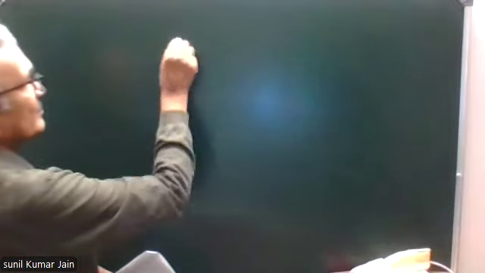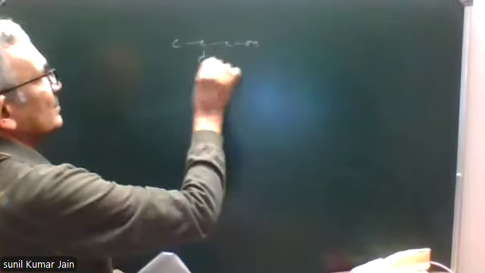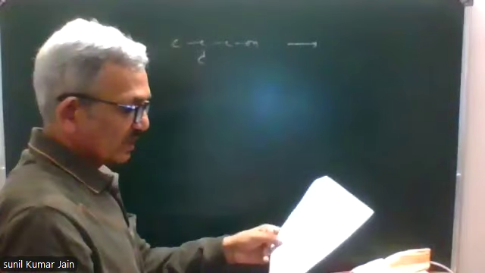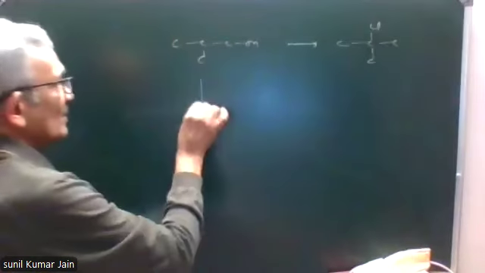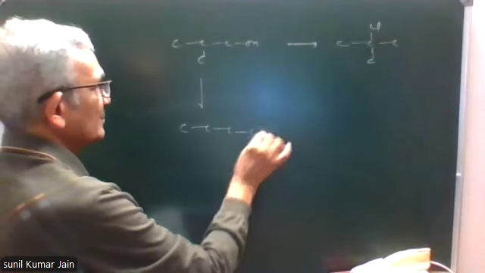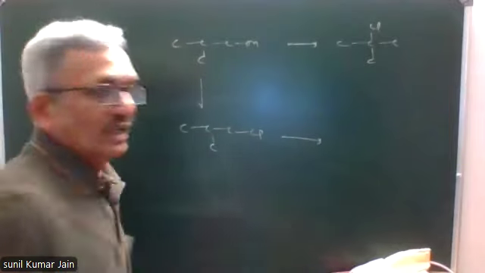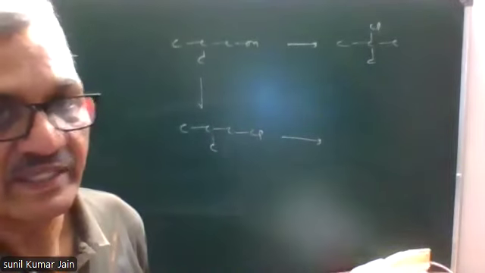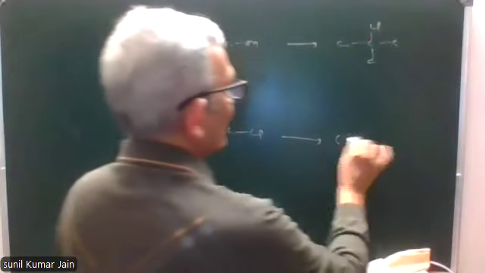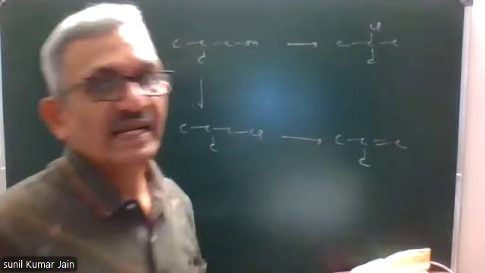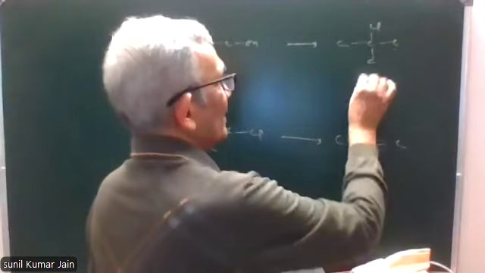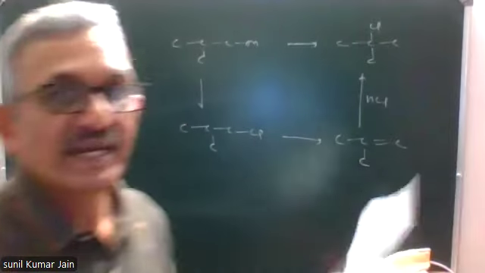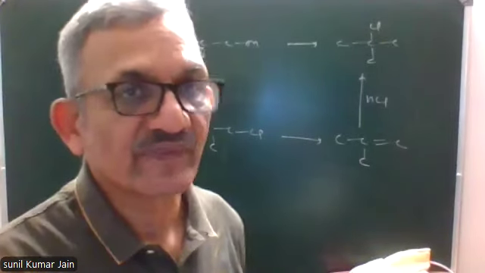Isobutyl alcohol into tertiary chloride. You can convert alcohol into alkyl halide. You have studied many methods. Alkyl halide into alkene, dehydrohalogenation by using alcoholic KOH. Add HCl. According to Markovnikov's rule, you'll get the final product.